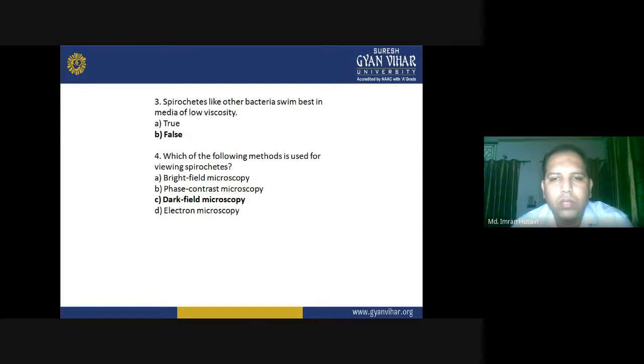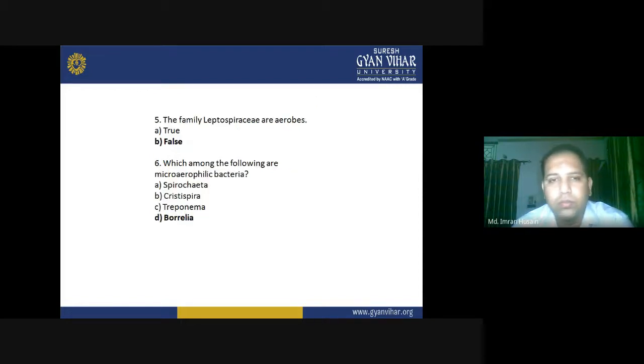Which of the following methods is used for viewing spirochetes? Bright field microscopy, phase contrast microscopy, dark field microscopy, electron microscopy. The correct answer is dark field microscopy. The family Leptospiraceae are aerobes. True or false? False. Which of the following are microaerophilic bacteria? Spirochaeta, Cristispira, Treponema, Borrelia. The correct answer is Borrelia.